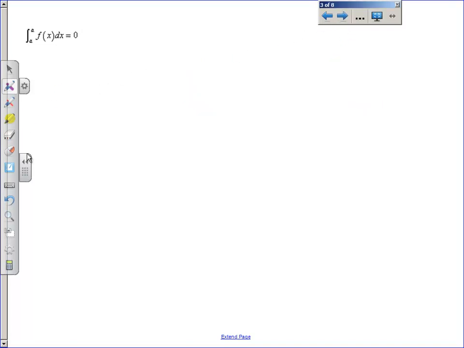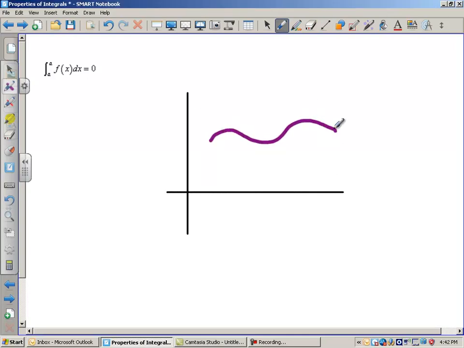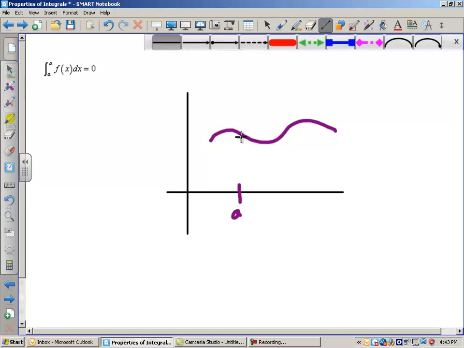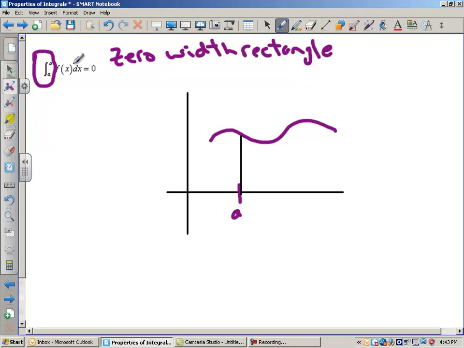All right, this next one should make sense if you understand we're talking about area. And that's the integral from a to a of f of x dx equals 0. Now I'm going to show you why this should make sense. If you've got a function, no matter what f is doing, and here's a, and you want to find the area under the curve from a to a, that means you have no width whatsoever. So how much area is underneath this curve exactly at this point? So this is a zero width rectangle. And if that ever happens, then the integral, which represents the area under the curve, should be 0.